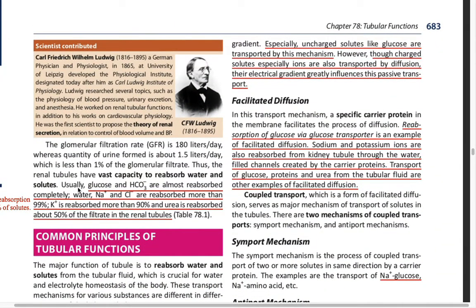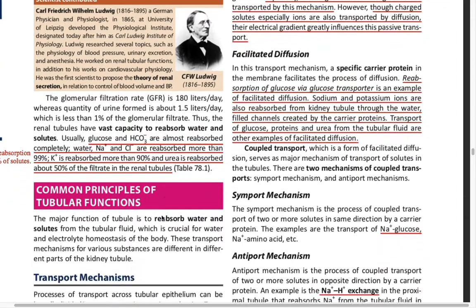Usually glucose and bicarbonate are almost completely reabsorbed. Water and sodium chloride are reabsorbed more than 99%. K plus is reabsorbed more than 90%, and urea is reabsorbed about 50% of the filtrate in the renal tubules.